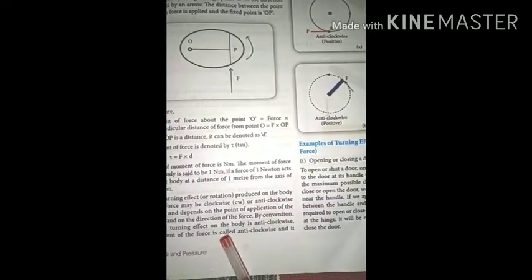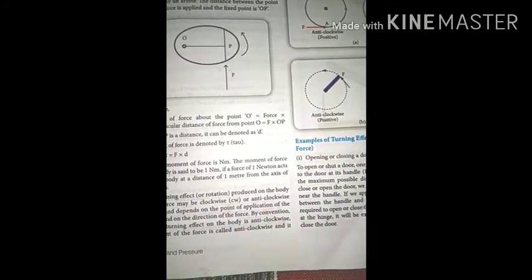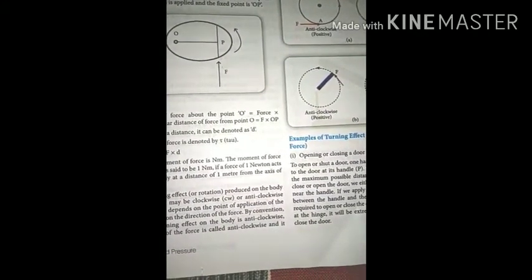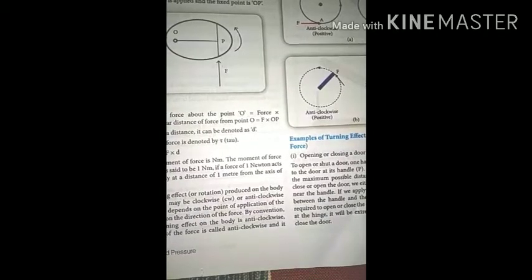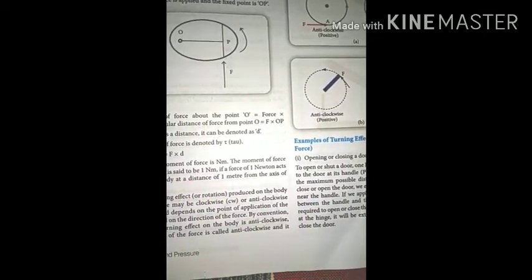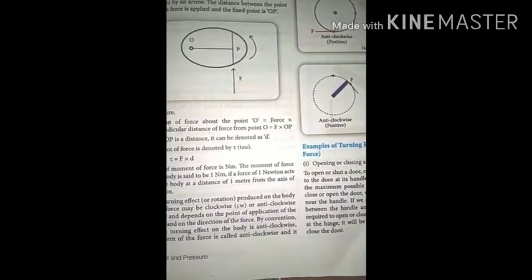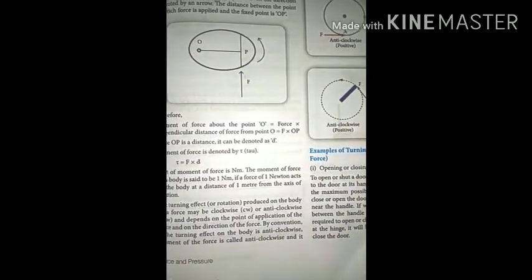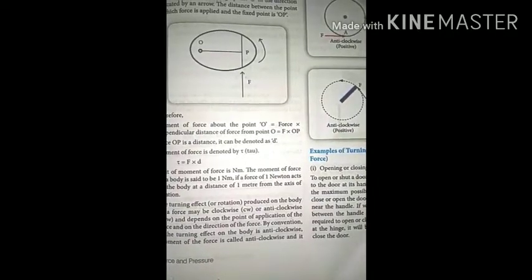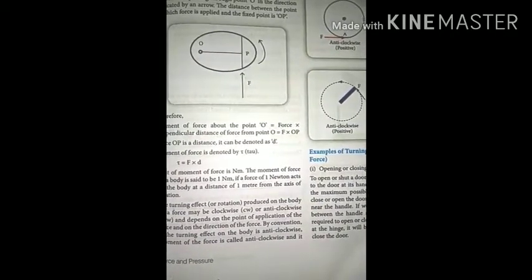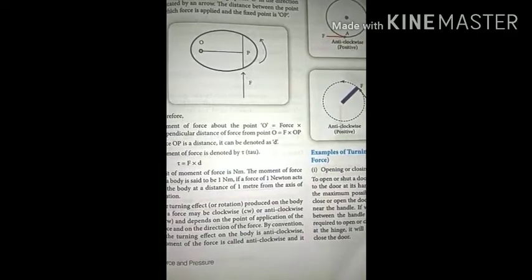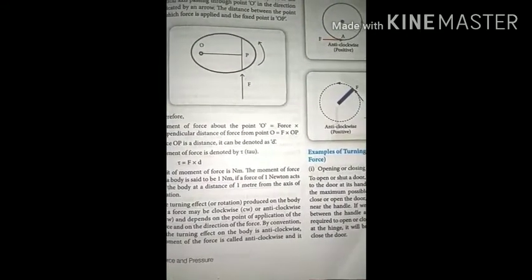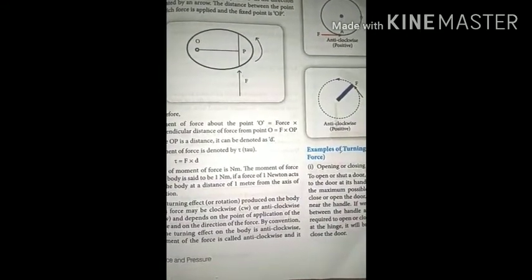If the turning effect on the body is anti-clockwise, the moment of force is called anti-clockwise moment. If the turning effect upon the body is clockwise, then the moment of force is called clockwise moment. Anti-clockwise moment is taken as positive and clockwise moment is taken as negative. Remember, anti-clockwise moment is taken as positive and clockwise moment is taken as negative.